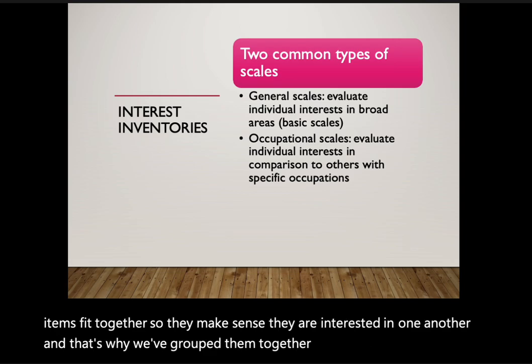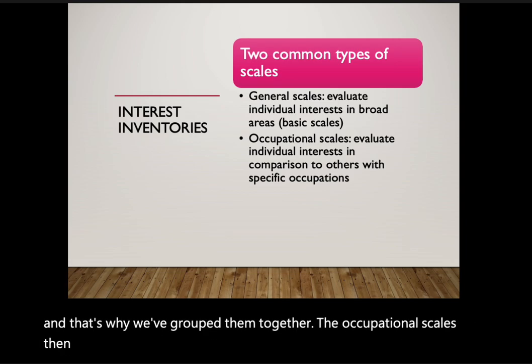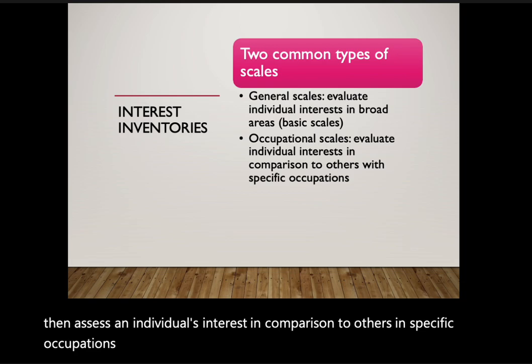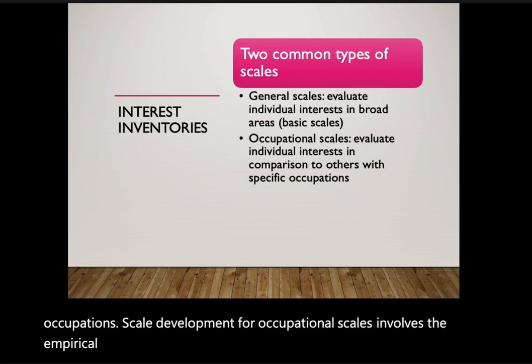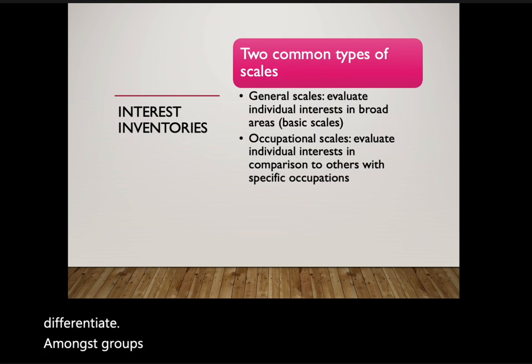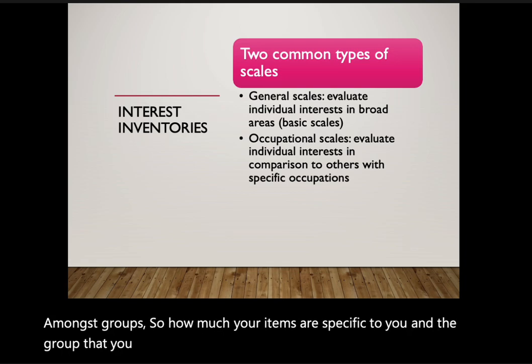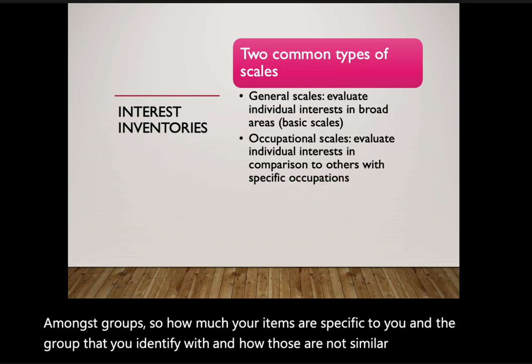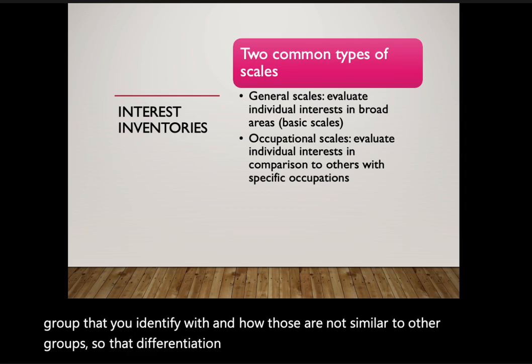The occupational scales then assess an individual's interest in comparison to others in specific occupations. Scale development for occupational scales involves the empirical process, and items are selected based on how well they differentiate amongst groups. So, how much your items are specific to you and the group that you identify with, and how those are not similar to other groups. So, that differentiation amongst interest groups.